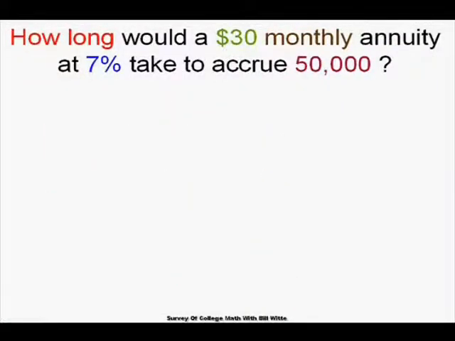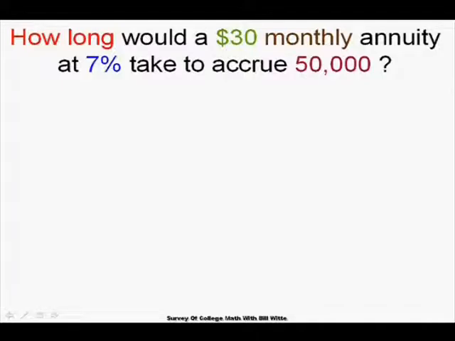Now, let's work backwards and ask the question, how long? So we're asking for time. How long would a $30 monthly annuity, now we're paying monthly regular payment, that's what an annuity is, if we put it at 7%, how long would it take to build up to $50,000? That's the question.